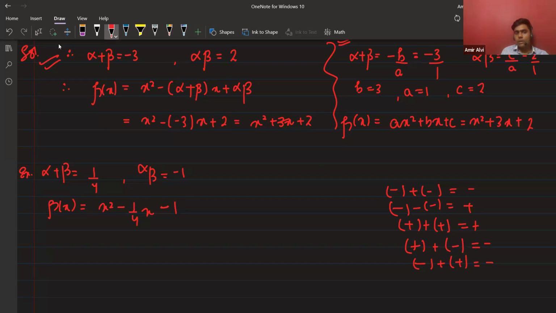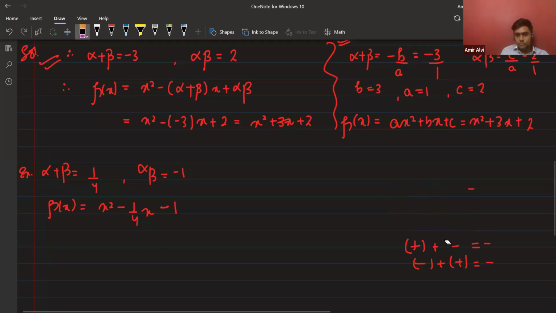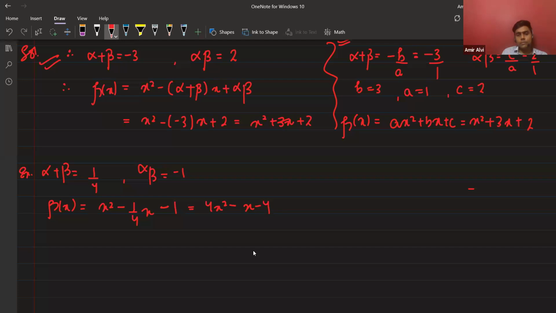Got it? Okay, let me raise this. To simplify a little bit, you can multiply this term by 4. So it would be 4x square minus x minus 4, yes or no? Okay, let's do one more example because this is the last topic of this chapter.